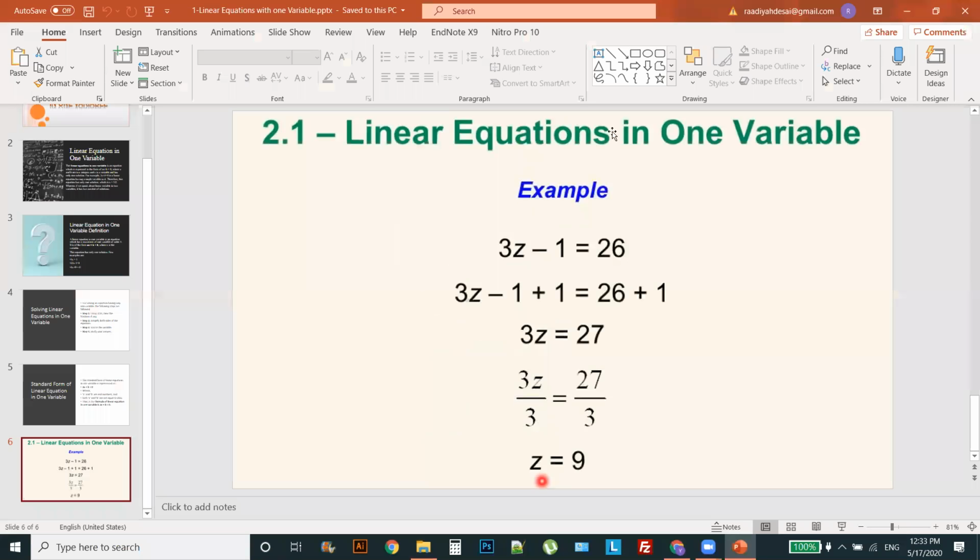Okay, so that is it for linear equations. I'm going to continue with the examples.